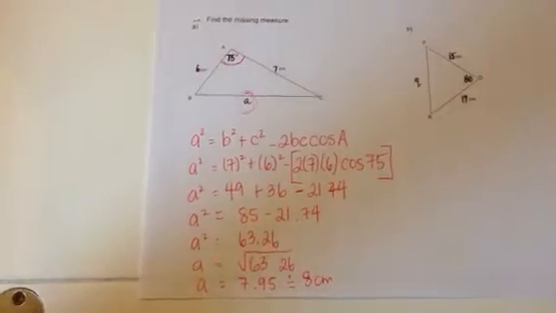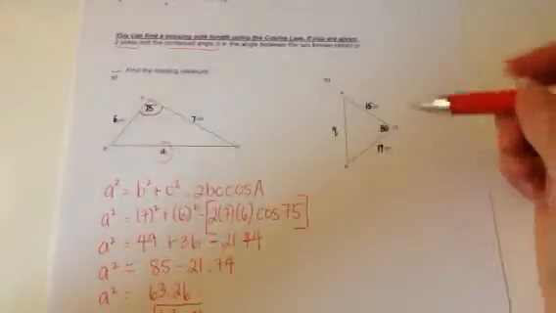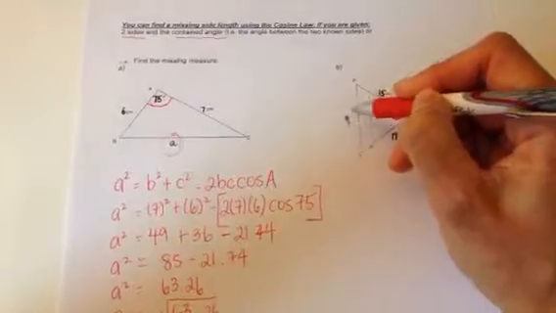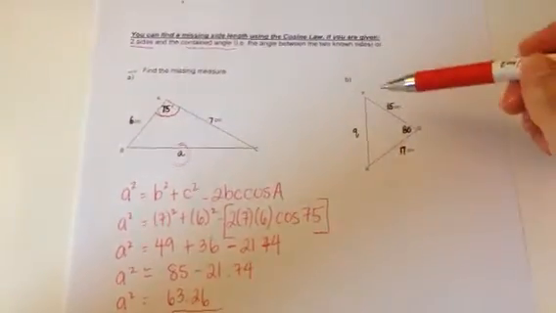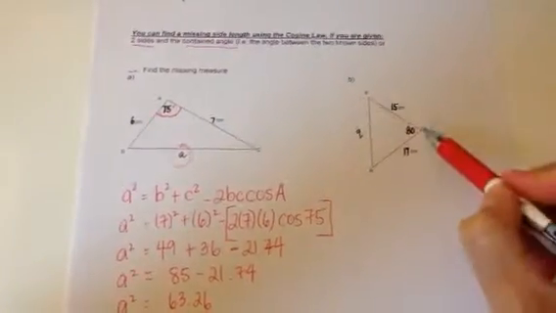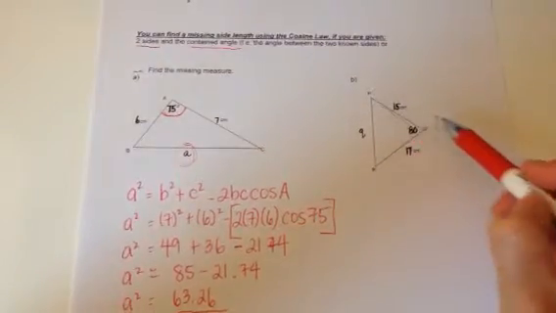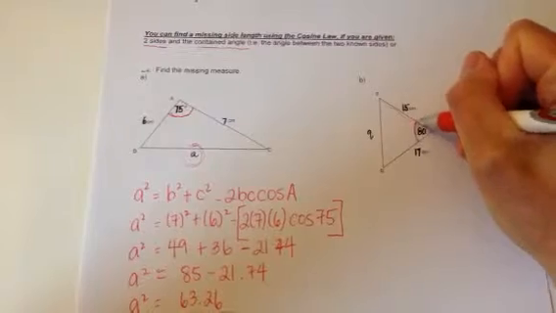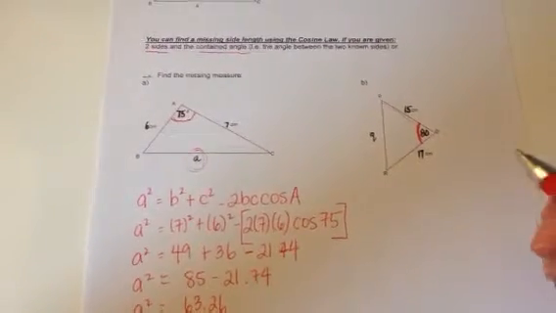Okay, let's do the second example here, example B. So we're looking for Q. To know that you can use the cosine law, you have to have two sides. So we do have two sides. We have the 15 and the 17 and a contained angle. The angle has to be directly in between these two sides, which it is. So we can use our cosine law.